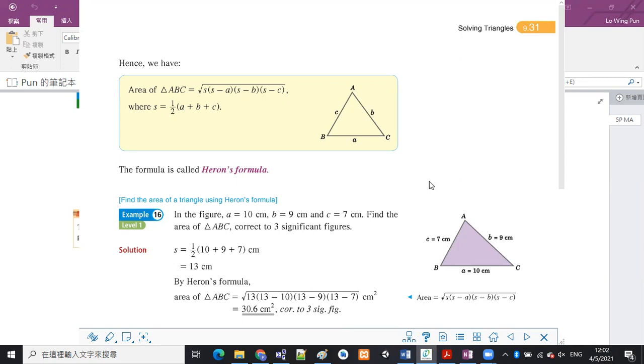I'm not going to prove the formula for you. You do not need to understand the proof. You do not need to memorize the proof. You just need to know how to use this formula and when to use this formula. So let's go to example 16. Example 16.